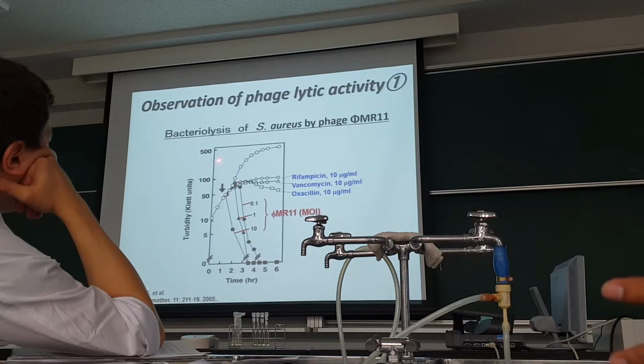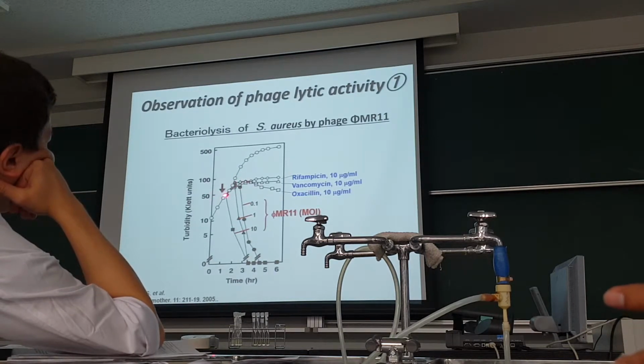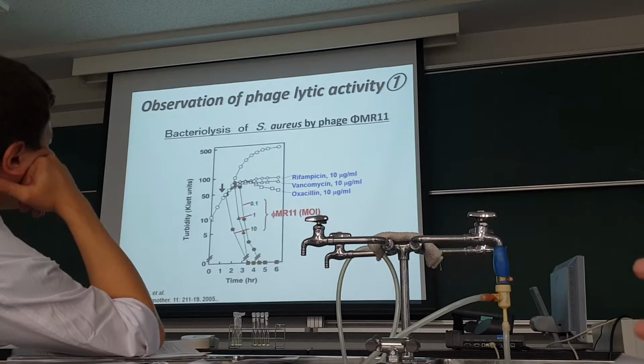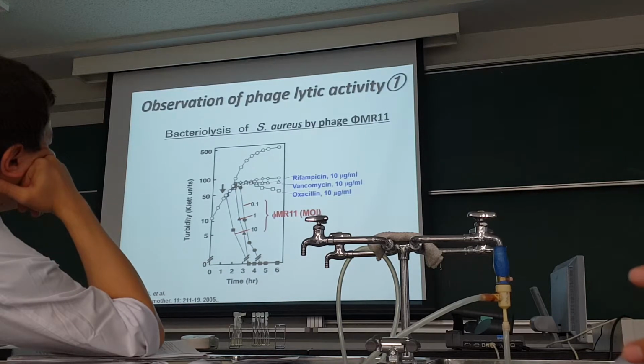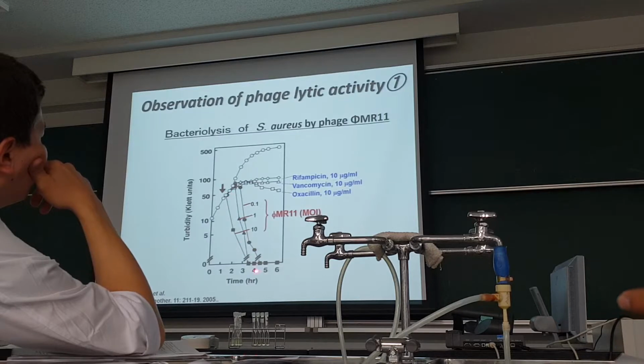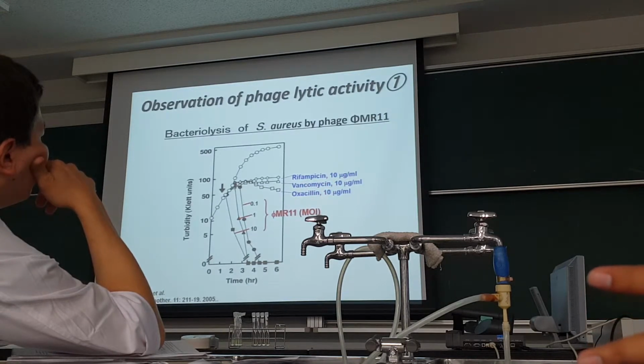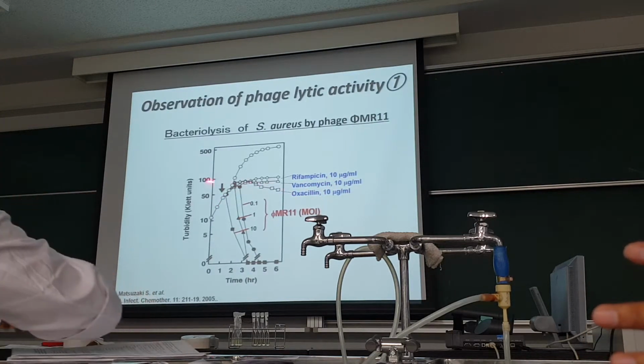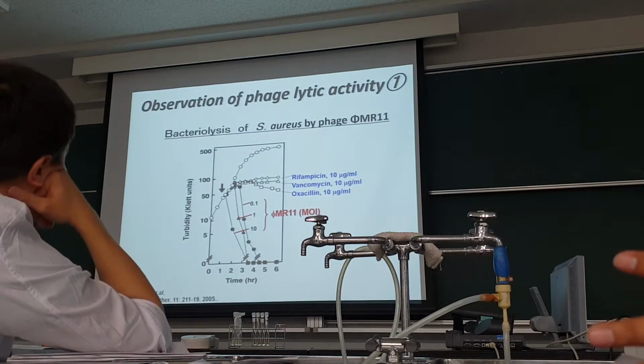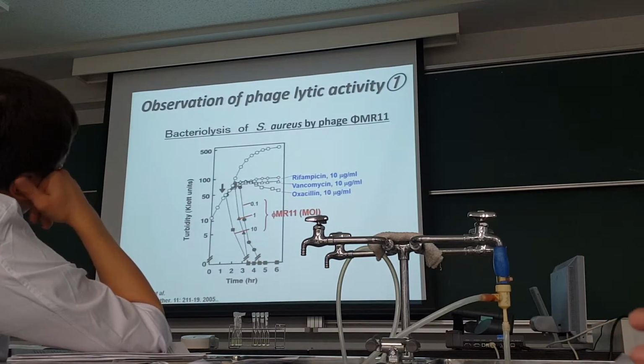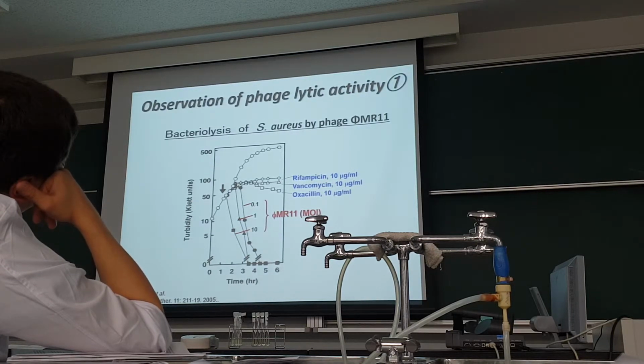And then at this point, we added the bacteriophage, and bacterial growth stops and then goes down. And at this point, we added antibiotics, for example, rifampicin, vancomycin, oxacillin. So you can see the static curve, right? So you can teach the students the difference between such activities and explain the mechanism of that.